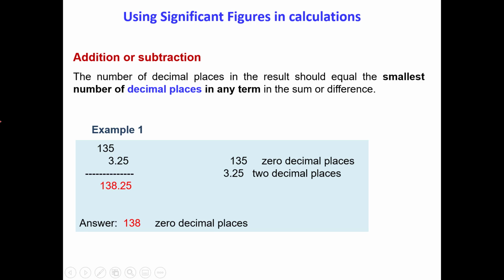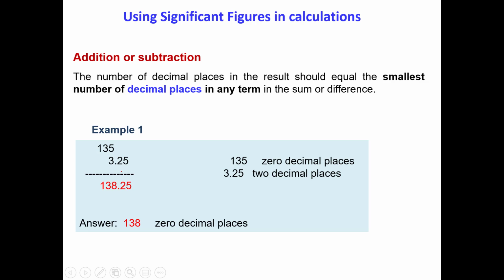What happens if we add the results of the measurements? What do we need to take into account? Then we will focus on the number of decimal places of each measurement. The rule is the following: the number of decimal places in the result should be equal to the smallest number of decimal places in any term in the sum or difference.